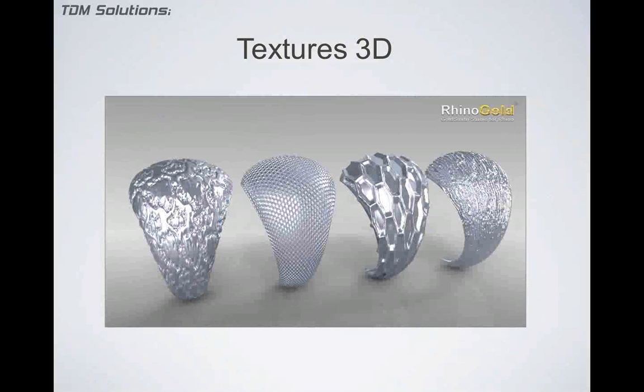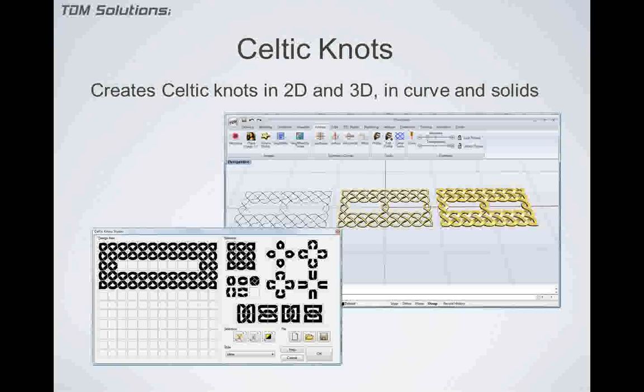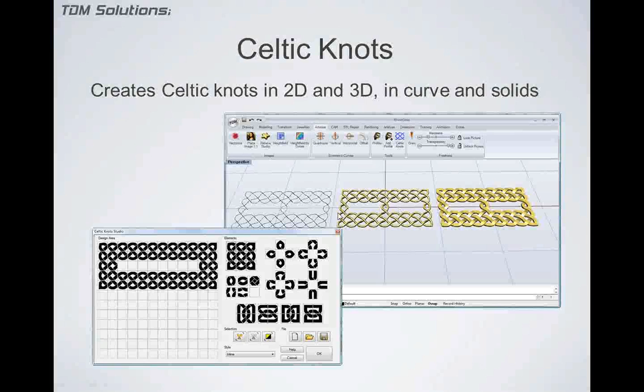Here, some samples. We have tools to create Celtic knots. We can create them in cores, in pipes, in solids, okay?